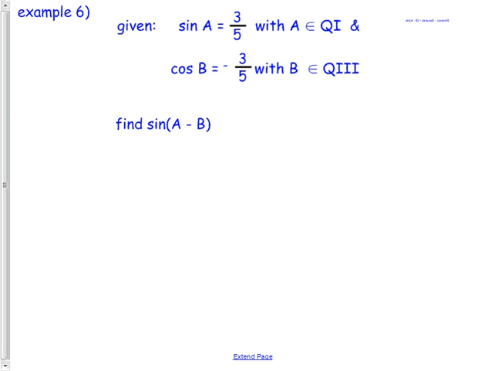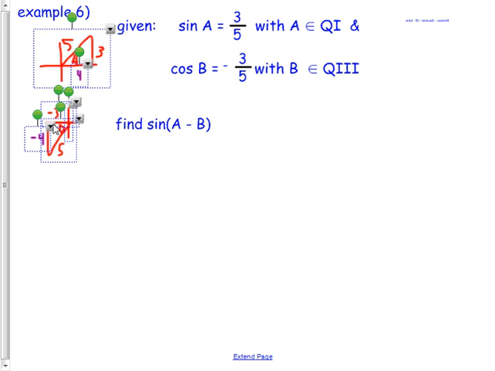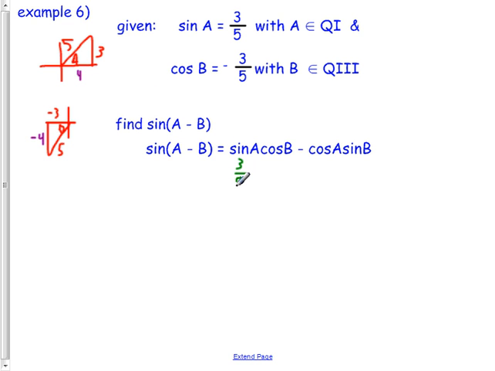Let's look at another one. So again, same triangles as before, so I'm just going to copy these over. Okay? So we want to find the sine of A minus B. So we look at our equation, and we just plug in the correct parts. So sine of A, go to A triangle, sine of A is 3/5, times the cosine of B. So B cosine negative 3/5, minus cosine of A. So A cosine is 4/5. And then sine of B, negative 4/5. So then multiply together, we have negative 9/25 plus 16/25, which gives us 7/25.